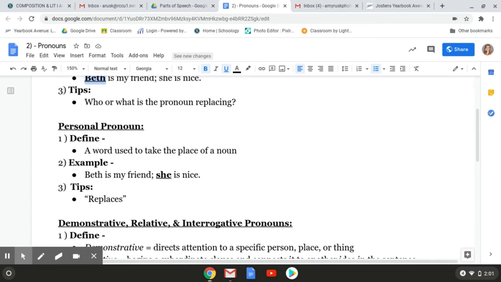The next thing we have to look at are personal pronouns. So a personal pronoun is a word used to take the place of a noun. For example, Beth is my friend, she is nice. Our personal pronoun is she. In the example above, same thing. My antecedent would be Beth. So she is replacing Beth. The pronoun is replacing my antecedent.